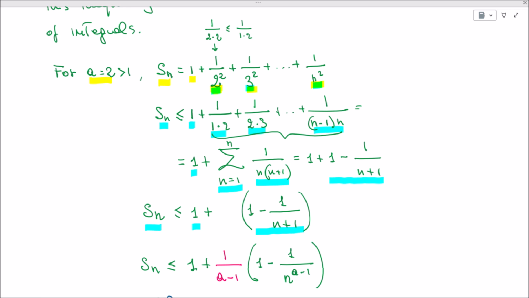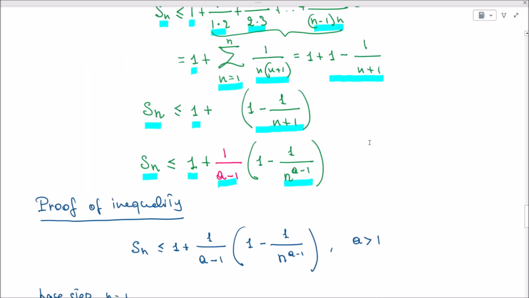Okay, so in the original inequality we had that Sn is less than or equal to 1 plus 1 over a minus 1 times 1 minus 1 over n raised to the a minus 1. It's not the same, I know, but it is very similar. It gives an intuition of where all this comes from. And we will see how evident this will become after the introduction of the integrals.